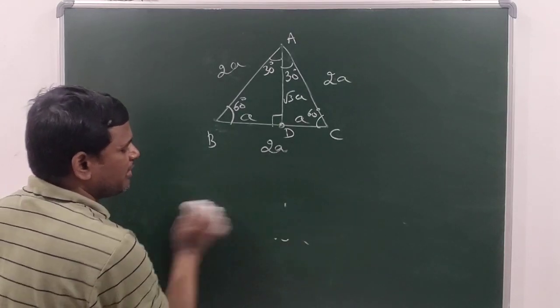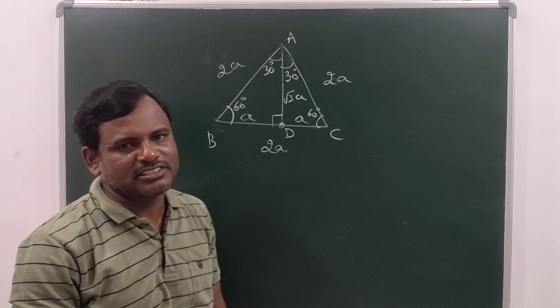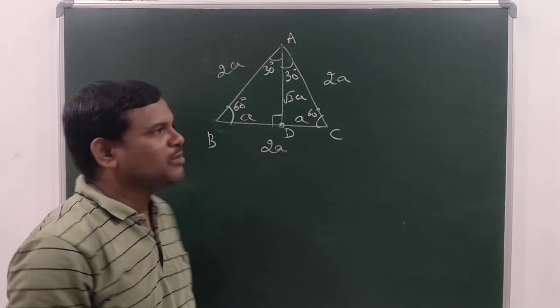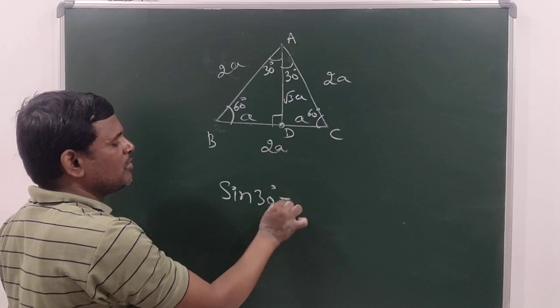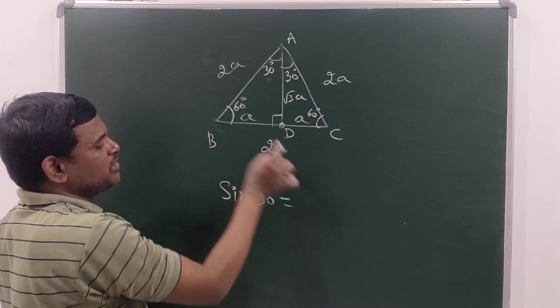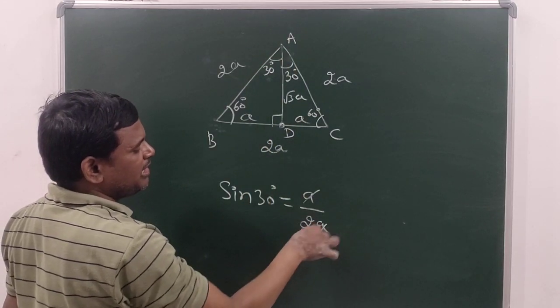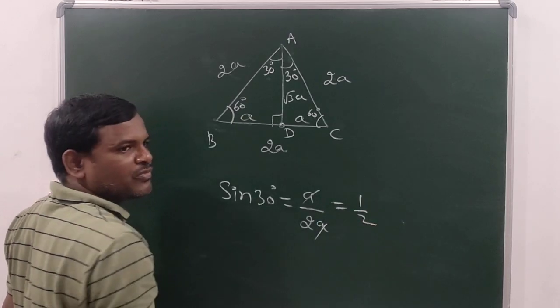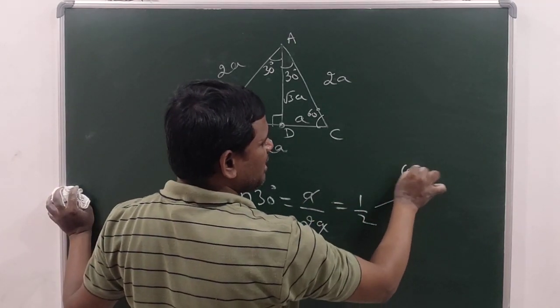Now define all these ratios at the angles 30 degrees and 60 degrees. Suppose you want sin 30, what do you do? Go to here, and with respect to this angle, the opposite is a, and the hypotenuse is 2a. A cancels, 1 by 2. So sin 30 is 1 by 2.